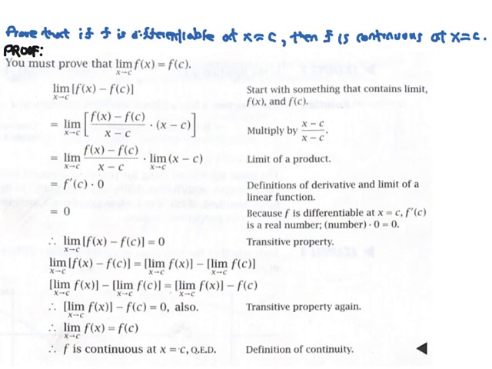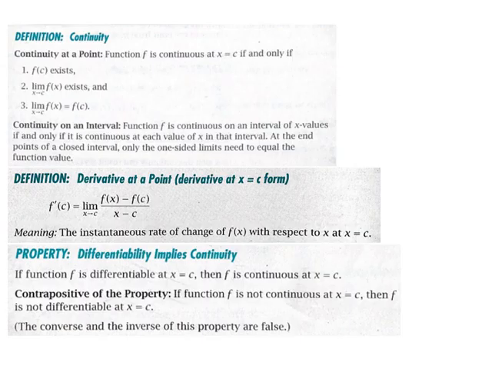So here we have the proof of the property that if f is differentiable at x is equal to c, then f is continuous at x is equal to c. And as we just reviewed, what does it mean for a function to be continuous at x is equal to c? This is what we have to show, that the function is continuous at x is equal to c.